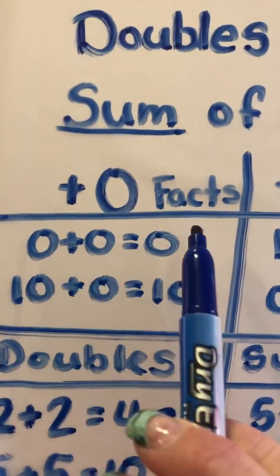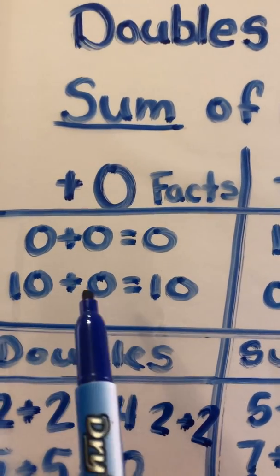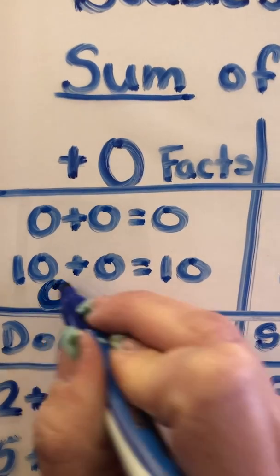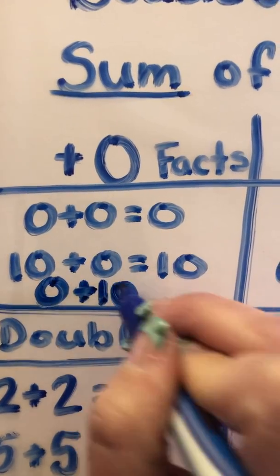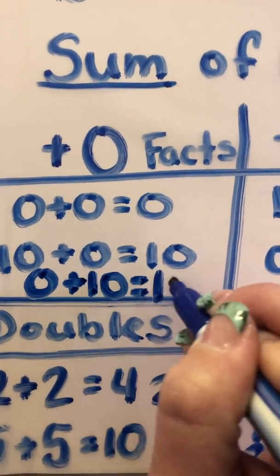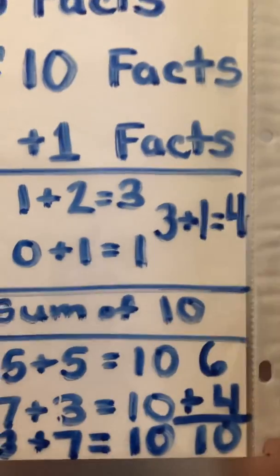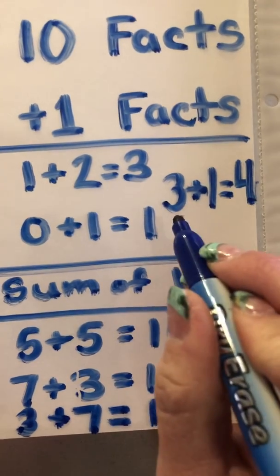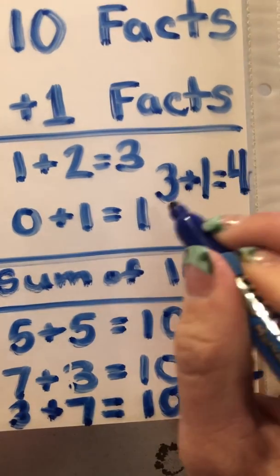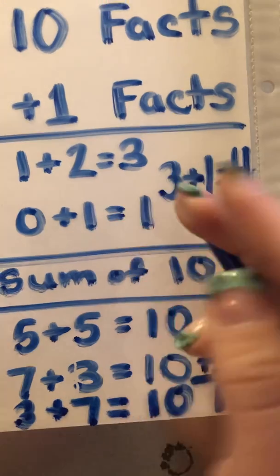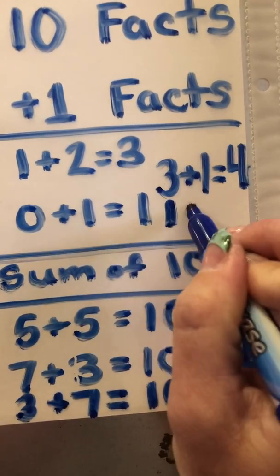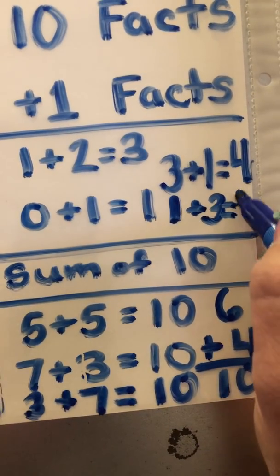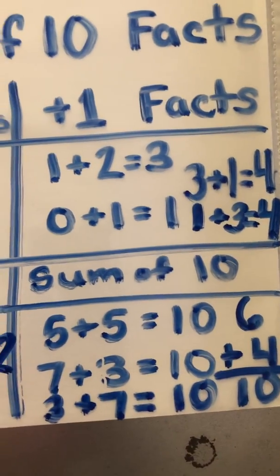The turnaround of some of our plus zero facts, like 10 plus 0 equals 10, would be 0 plus 10, and the answer would not change. The sum would still be 10. We could do turnaround facts with plus 1 too. Here I have 3 plus 1 is 4. So if I turn it around, my 1 and my 3, the sum will be, you guessed it, 4.